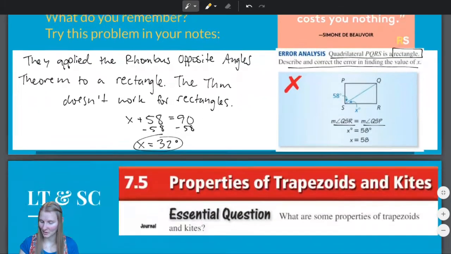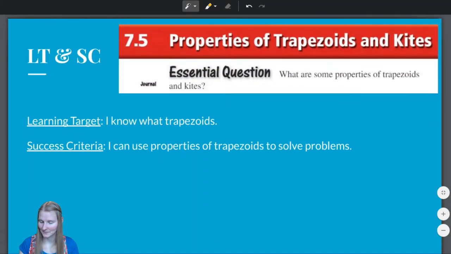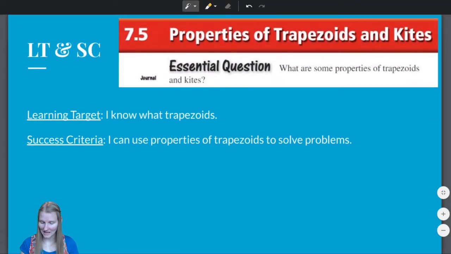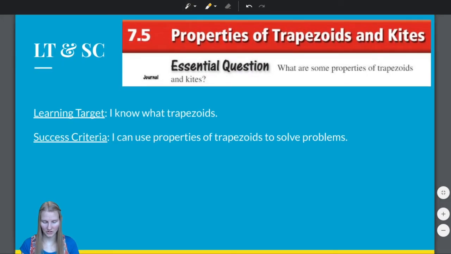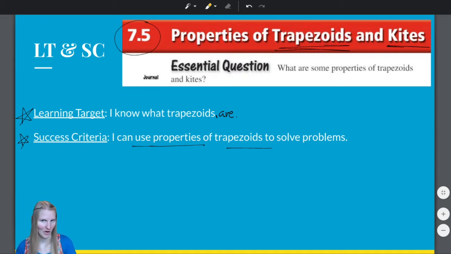Let's move on to what we have for today. Today we're moving on to the last section of Chapter 7, Section 7.5. This is about trapezoids and kites. So, our learning target is that you know what trapezoids are. That should say are. You know what trapezoids are. And the success criteria is that you can use properties of trapezoids to solve problems.